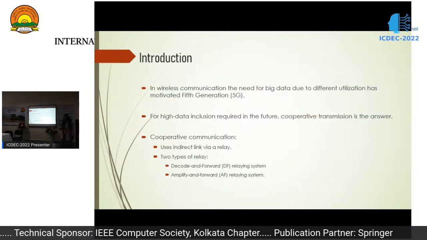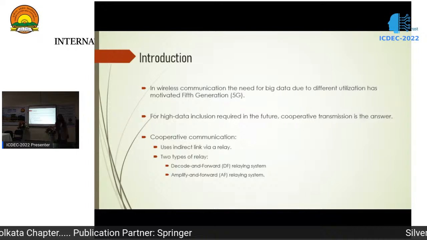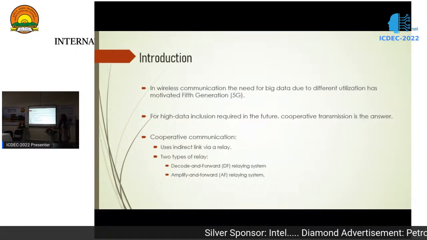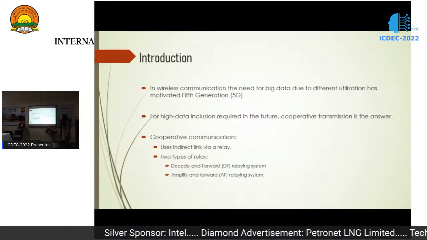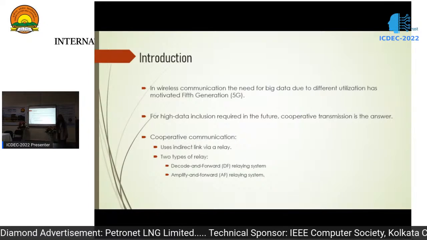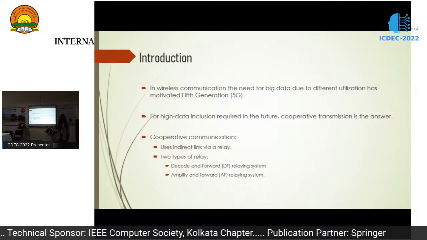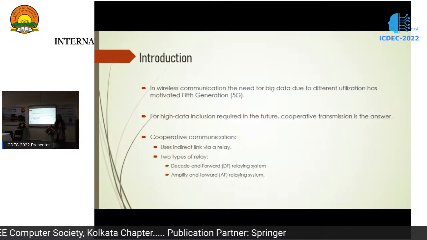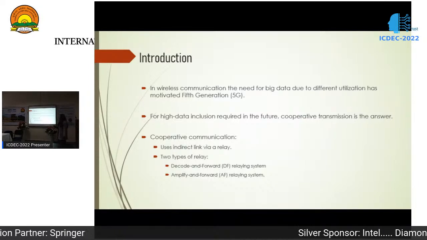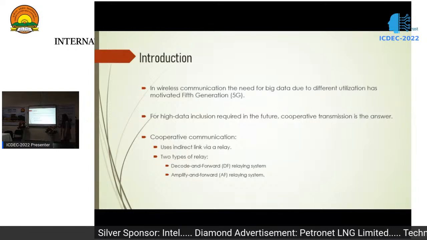In today's cellular communication, we have different generations, of which fifth generation is one of the latest, which is used in only a few countries and not really established everywhere. But the motivation towards fifth generation is the need for big data for different utilization. For this big data in the future, we use cooperative communication, where a single antenna in a multi-user environment can act as a relay. In cooperative communication, we use an indirect link, which is known as a relay.